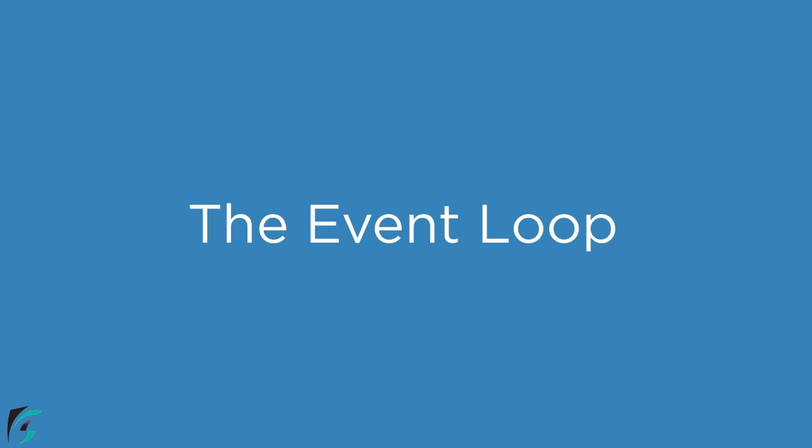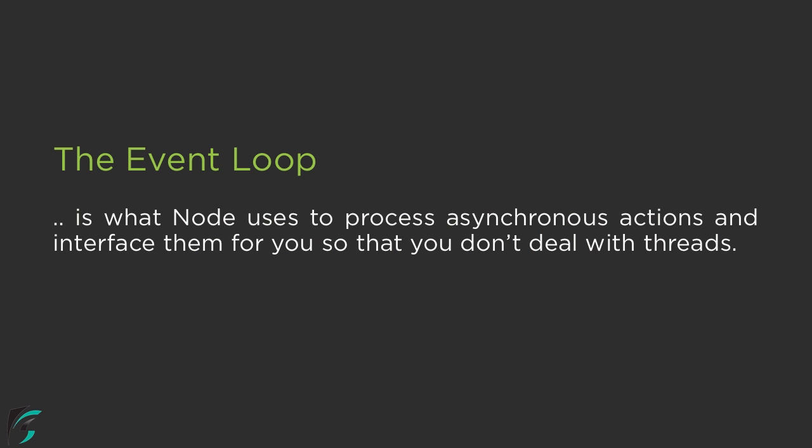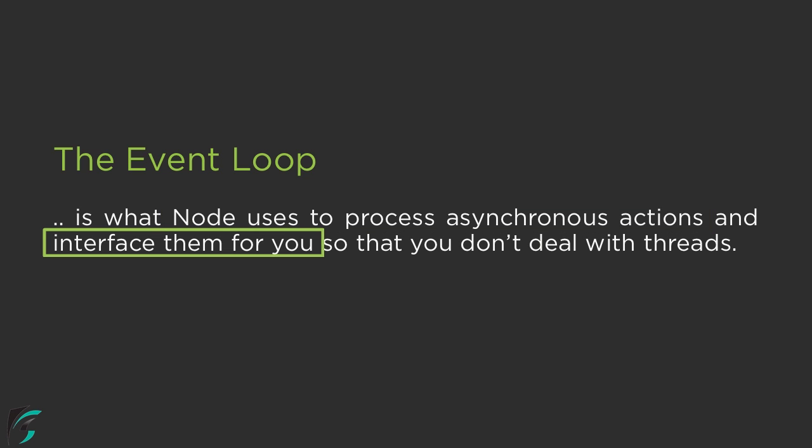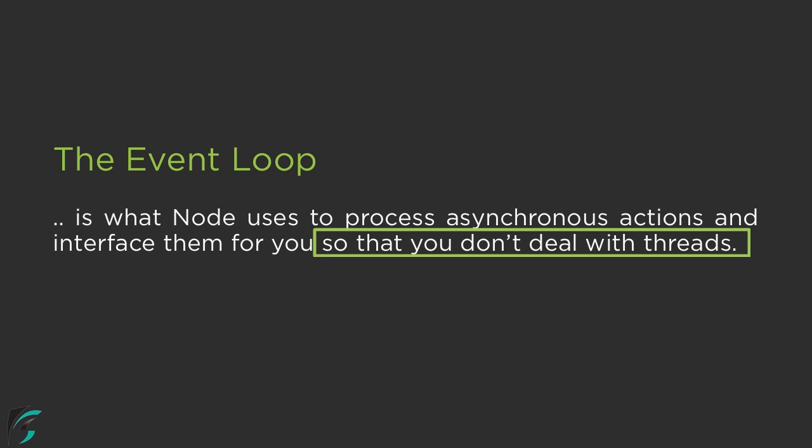So just now you saw what the event loop does. You can define the event loop as a medium that Node uses to process the asynchronous action, that is the long running operation, and use it to handle threads. That is why in Node.js you don't have to handle threads manually. It is done automatically with the help of the event loop.